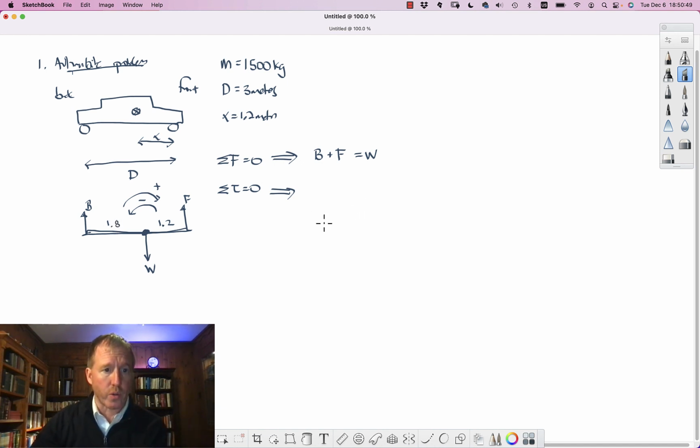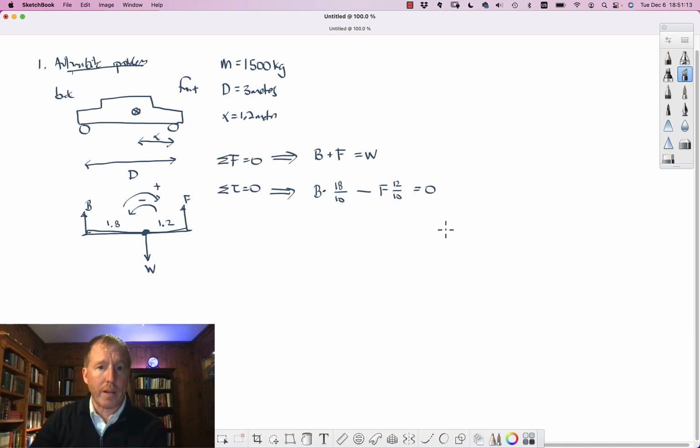All right, so what are the torques? Well, the torque that's trying to move it counterclockwise is going to be B times 1.8. Well, let's just do this as a fraction, 18 over 10. And then the torque that's trying to move it clockwise is F times 12 over 10, 1.2. And the sum of those has to be equal to 0.